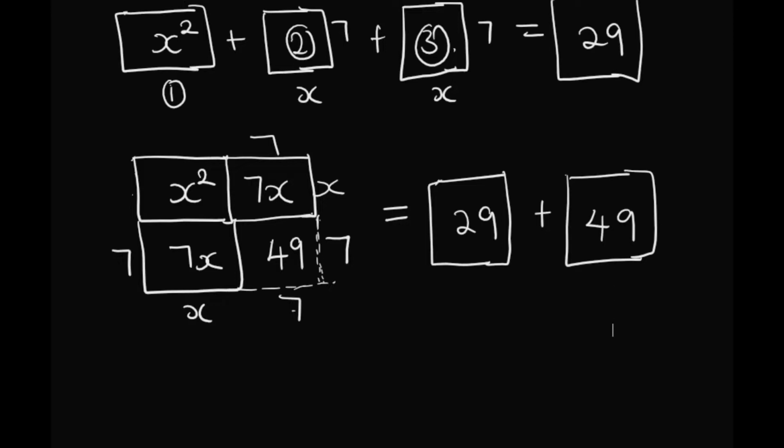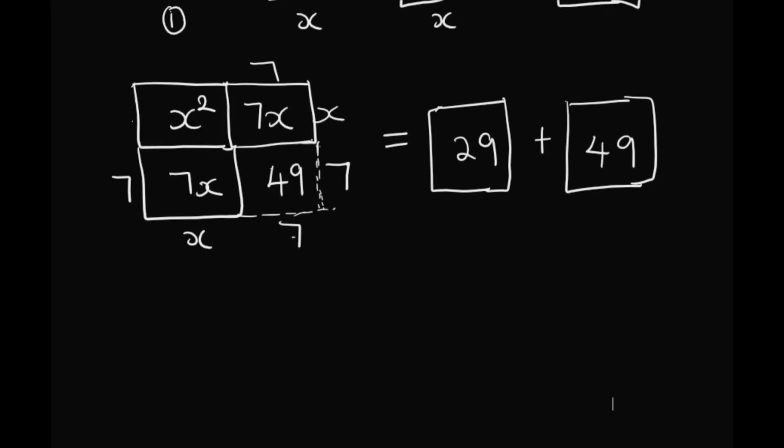Now we need to write down all the areas in the square, the perfect square, in the form of an equation, right? So we take the areas that are inside. I wrote the areas inside to make it easier. So it's x squared plus 7x plus 7x plus 49 is equal to 29 plus 49. We add the two and then we get 78, right?